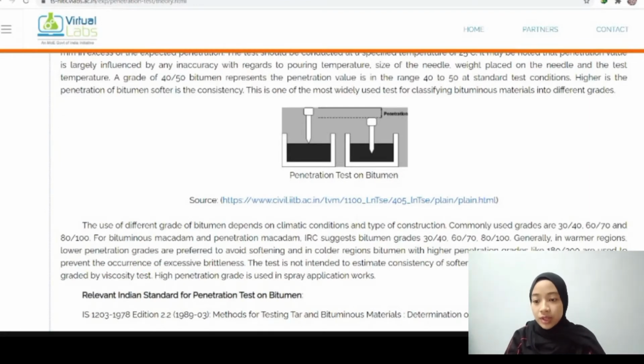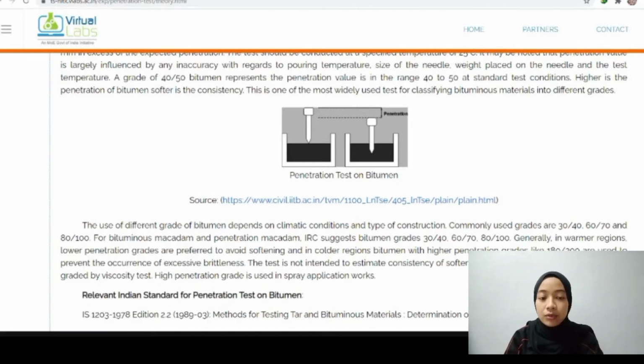The use of different grades of bitumen depends on climatic conditions and type of construction. Commonly used grades are 30/40, 60/70, and 80/100. For bituminous macadam and penetration macadam, IRC suggests bitumen grades 30/40, 60/70, 80/100.